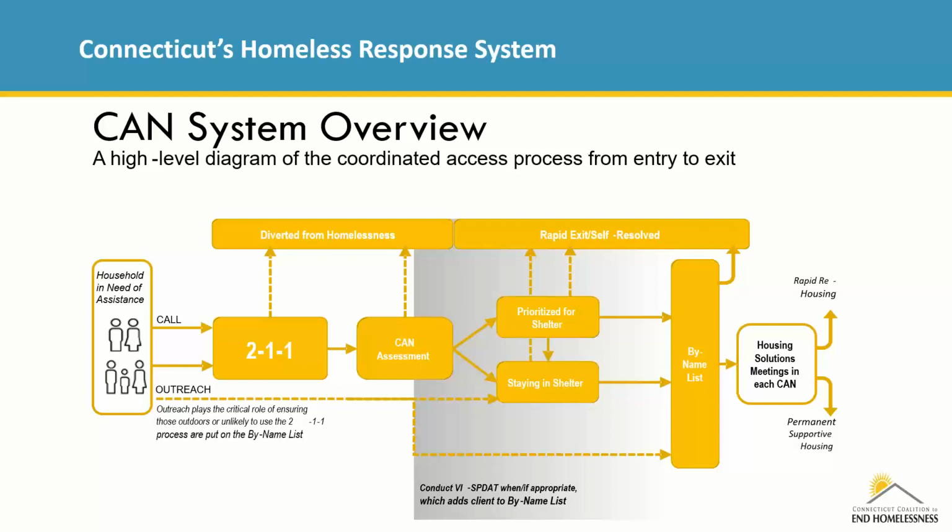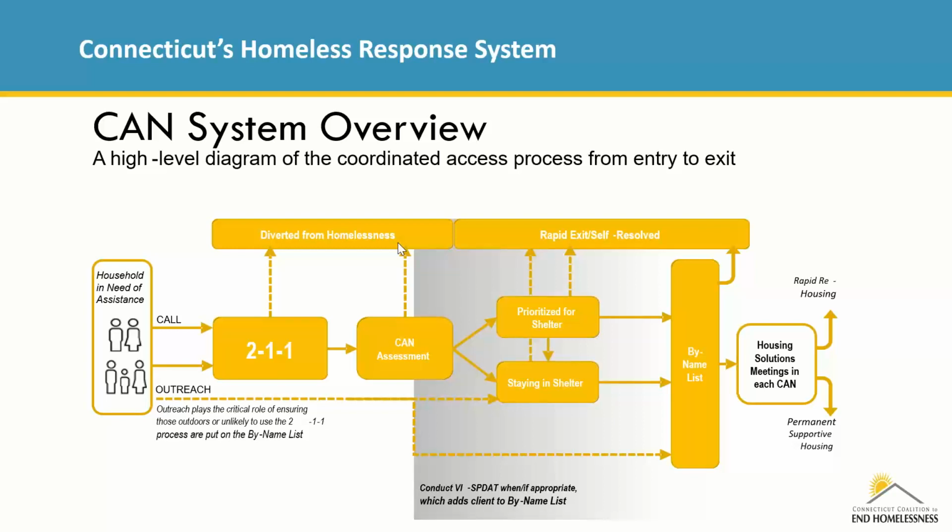At that point, the client or household is then either diverted from homelessness with the possibility of some referrals to other resources, or they may end up entering emergency shelter. The percentage of those folks that are actually coming from a CAN assessment and entering an emergency shelter is small right now. We're doing our very best statewide to keep people from having to go to an emergency shelter simply because it is a congregate setting and we want to keep people safe. So we're really doing everything that we can to keep people stably housed without needing shelter.